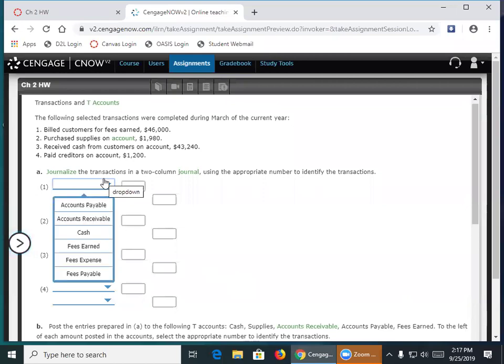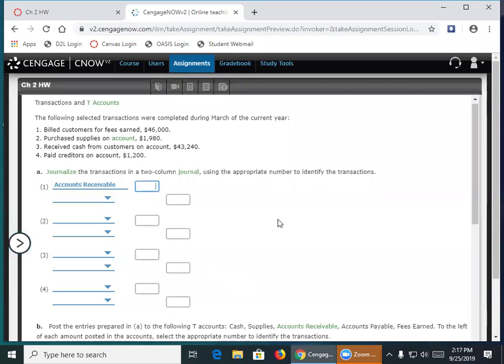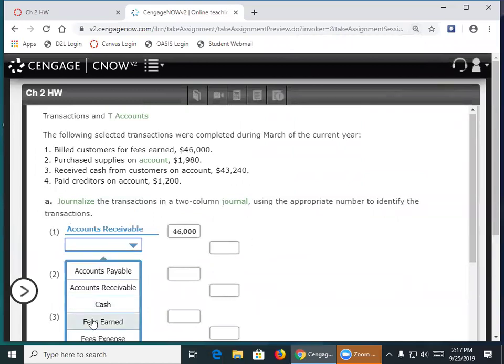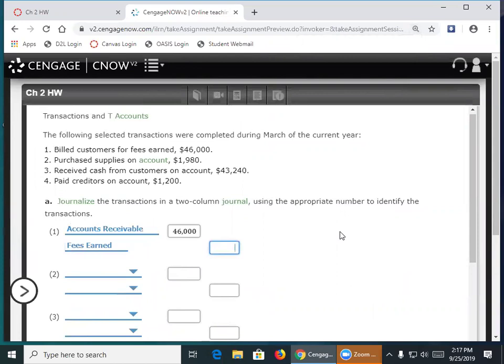So I'm going to debit accounts receivable, 46,000. There we go. And then fees earned is our revenue account. Well, fees earned as a revenue account increases equity, so it increases on the credit side. So we'll credit fees earned. So we debit accounts receivable and credit fees earned.